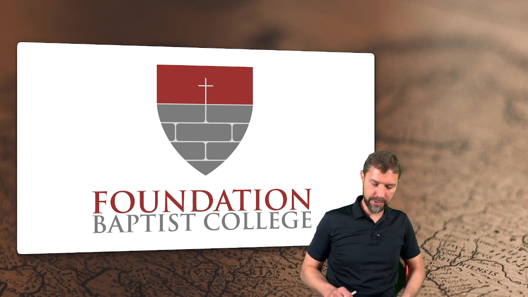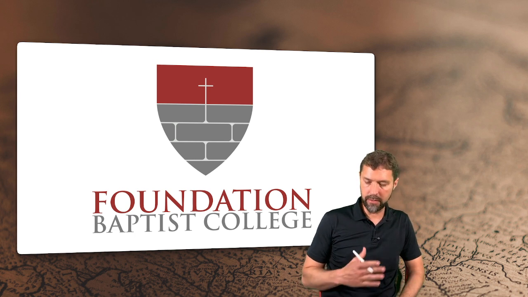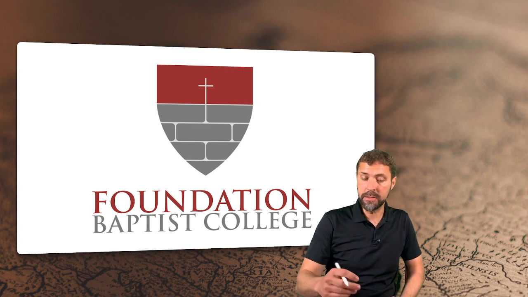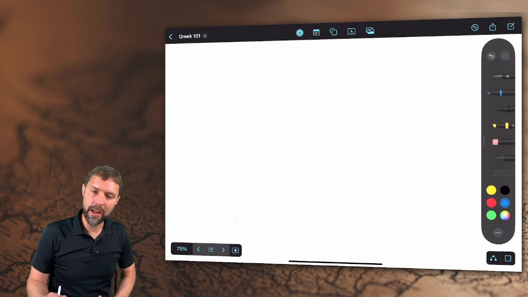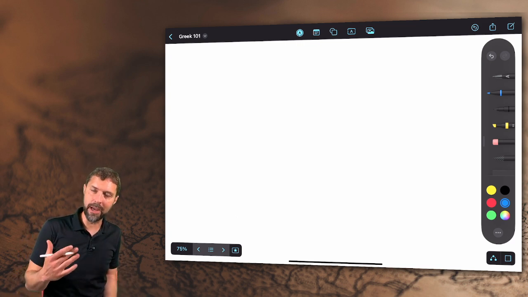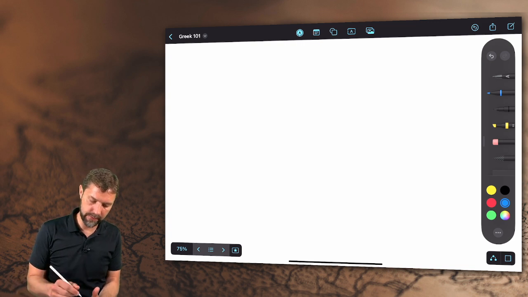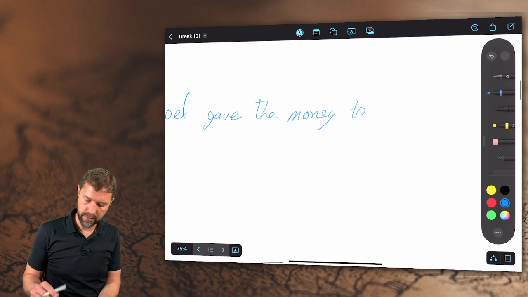Okay, now I'm just going to start with the assumption that maybe you're at a starting point. Maybe you're not clear about nouns and what that is or how that works. So let's just begin there. Within a language, you're going to have two principal types of words, nouns and verbs. Okay, so I'm going to give myself an example sentence. Joel gave the money to his friend.